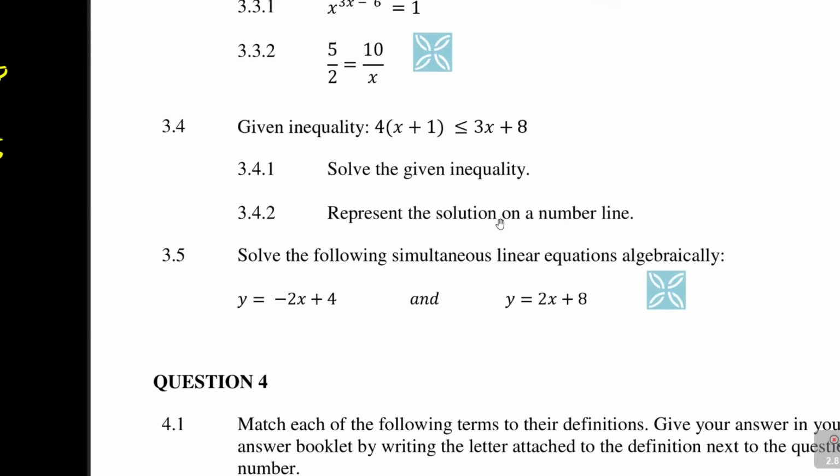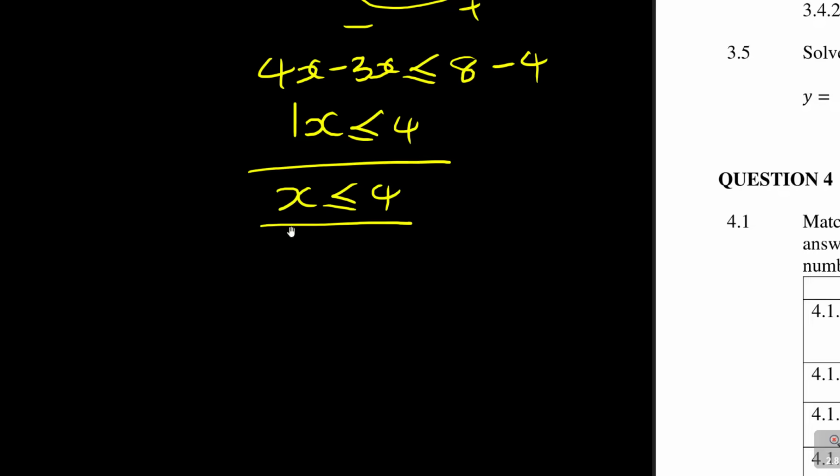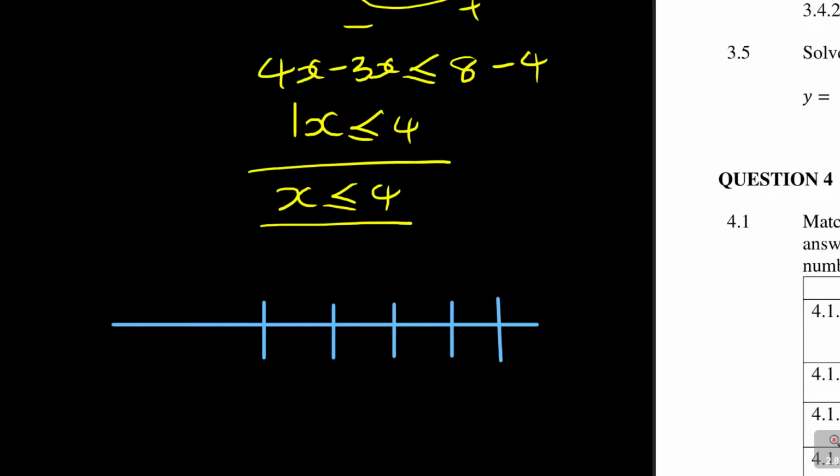Then they say represent the solution on a number line. How do you draw x is less than 4? You do this. Number line. You can do it like this. For example, start by saying 0, 1, 2, 3.